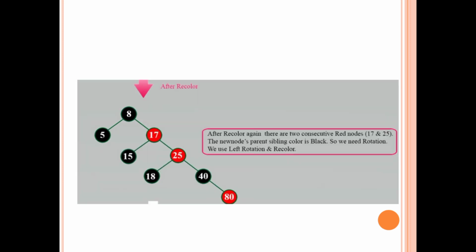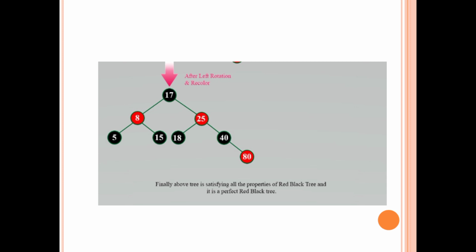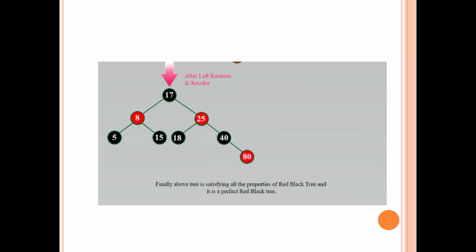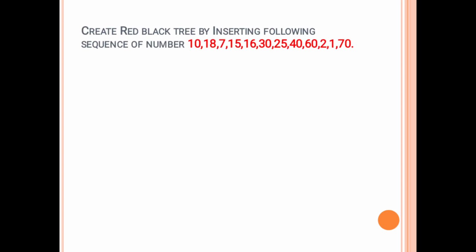We have to do the recoloring. 17 is red, so we recolor it to black, and we have to check the color of 8. 8 is black, so we do the recoloring operation here, changing it to red. This is the insertion of the 18.